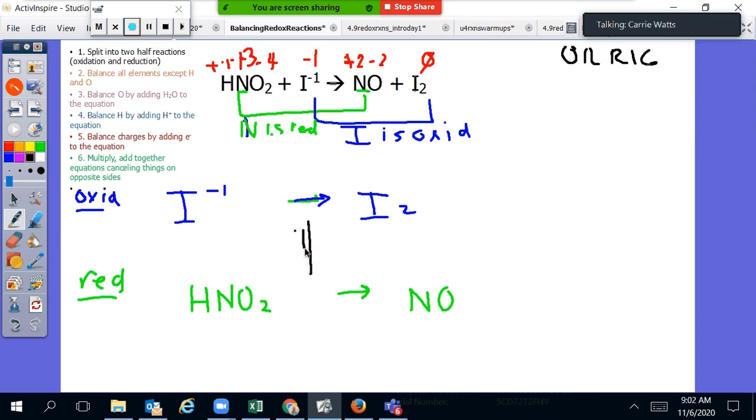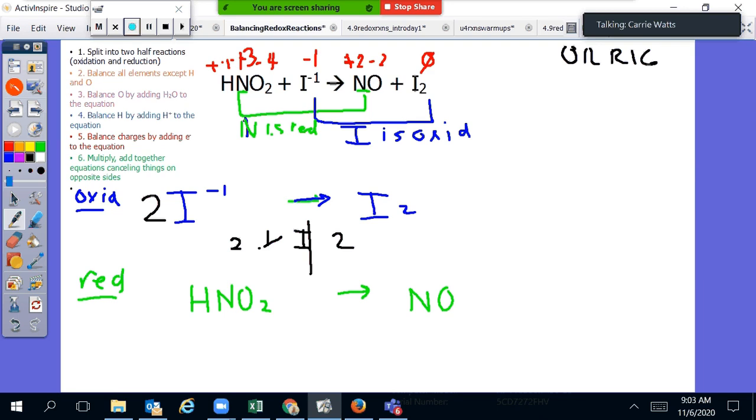Okay, so we have I. So we just have to balance the I. We've got 2 on the right and 1 on the left. That means we have to put a 2 here. And now it's balanced. There's no H in the equation. There's no O in the equation. So we're good. Okay, so we don't even need steps 3 or 4.